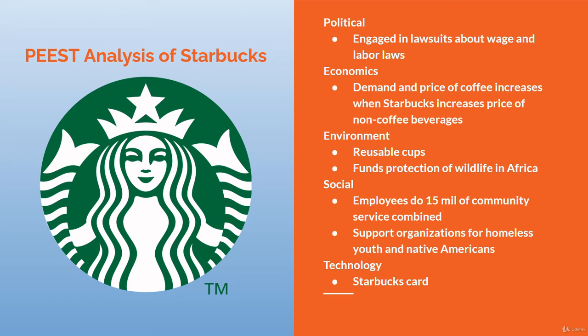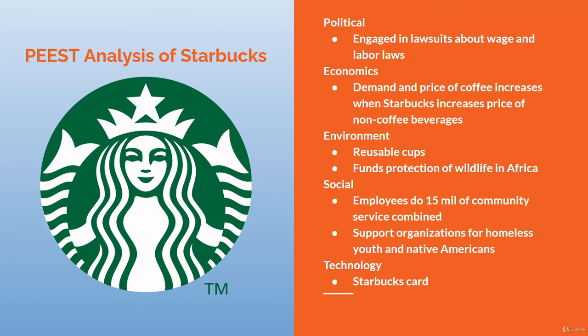For environmental, Starbucks uses reusable cups, and they also work to protect wildlife in Africa. This helps them reduce the risk of backlash for environmental issues that many corporations often face frequently from the public. For social, Starbucks makes its employees do 15 million hours of community service combined every year. In addition, they support organizations for homeless youth and Native Americans. Again, they do this on purpose to maintain a positive brand image, and this helps them not fit the stereotype that often exists in popular culture of evil large corporations.